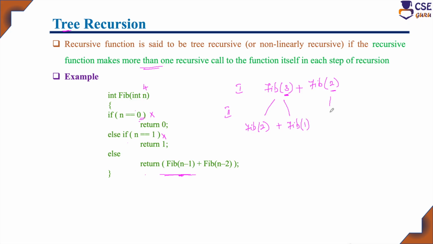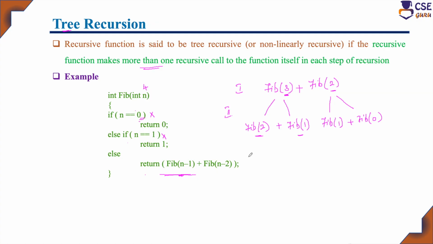So similarly here also it will make 2 calls: fib of n minus 1, 2 minus 1 is 1, plus fib of 2 minus 2 is 0. This is the second recursive call. See here, in every step of the recursive call, the function calls itself more than once. Here in this step it has to call 4 times with n value 2, 1, 1, 0. Only then will you get the solution for these sub-problems.